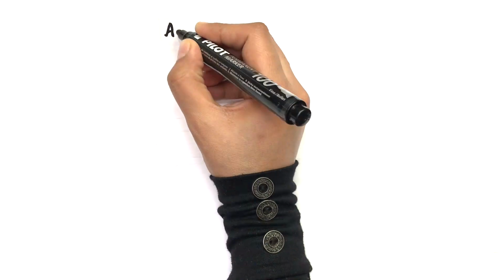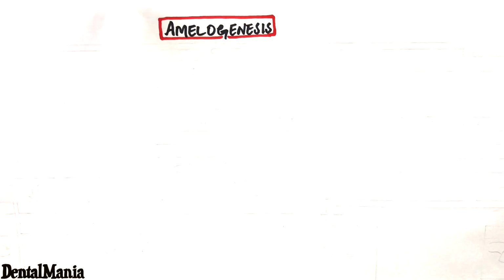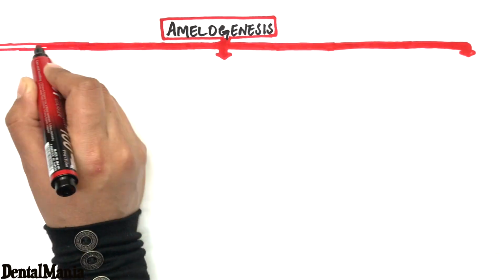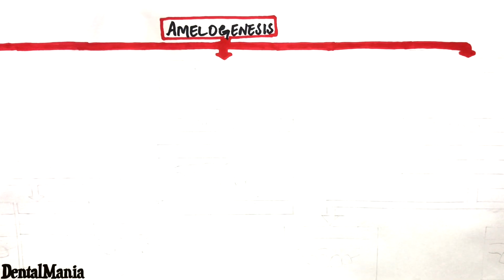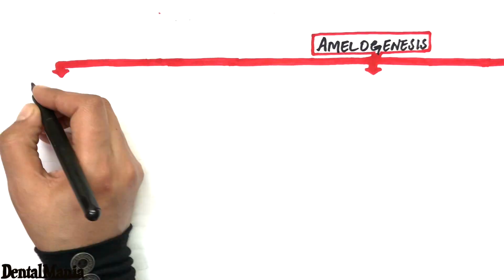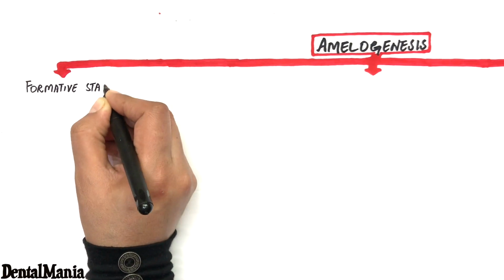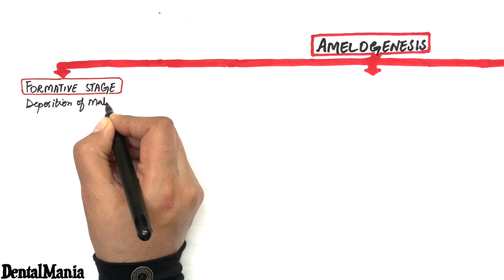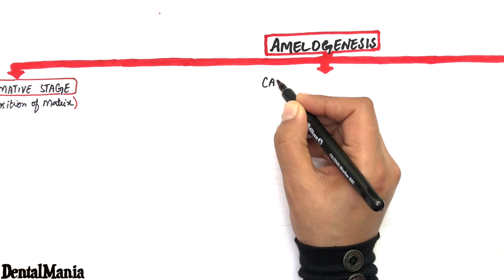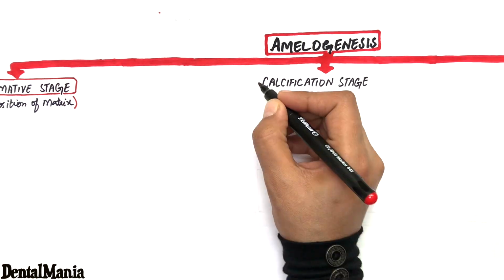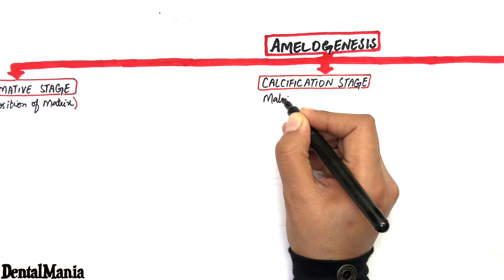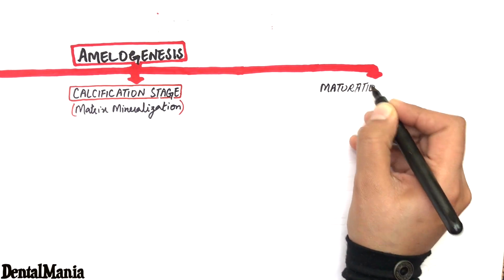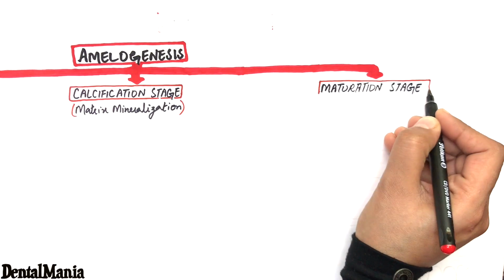As these alterations in enamel of the teeth are developmental, it's important to first understand the developmental stages of enamel. The development of enamel, or amelogenesis, is completed in three main stages. The formative stage, characterized by the deposition of organic matrix. The calcification stage, characterized by matrix mineralization. And the maturation stage, where the crystallites enlarge and mature.